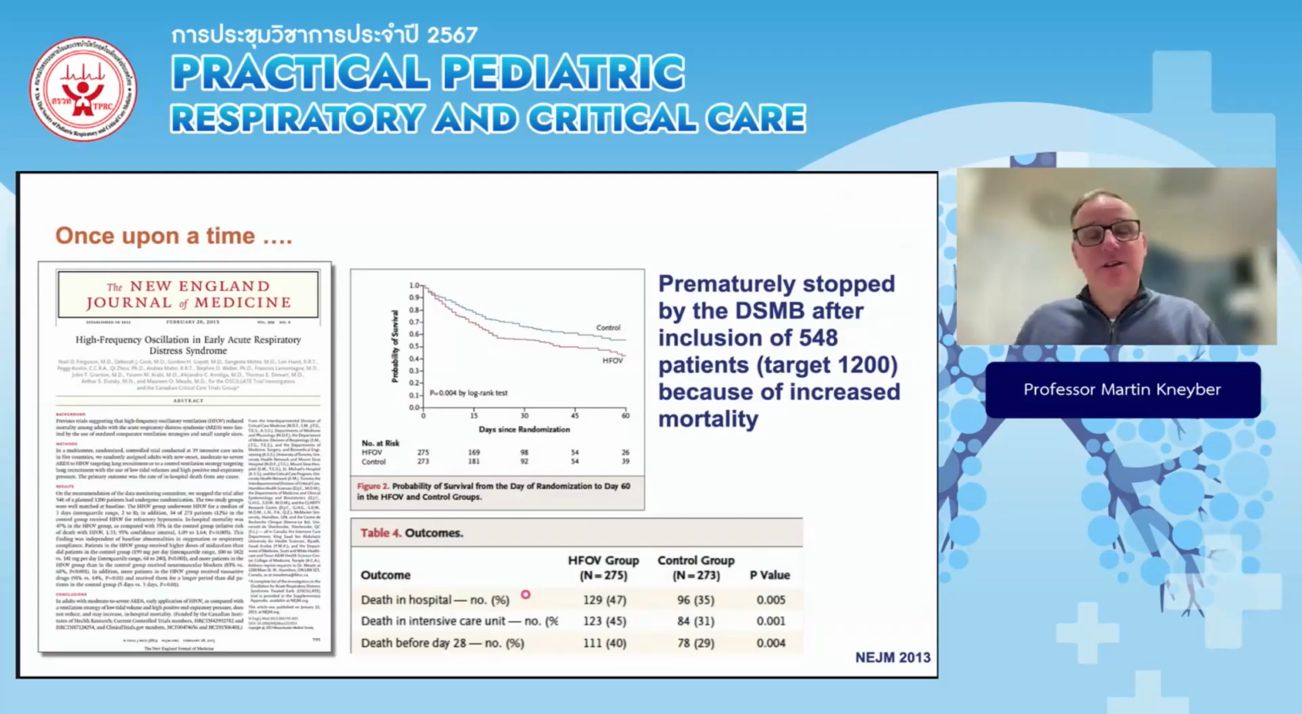Same goes for high frequency oscillatory ventilation. You all remember the high frequency trial published in 2013, the OSCILLATE trial. This trial was prematurely stopped by the Data Safety Monitoring Board after the inclusion of 550 patients, because there was increased harm in those randomized to high frequency. Death in hospital, death in the ICU, and death before day 28 was significantly higher in the high frequency group.